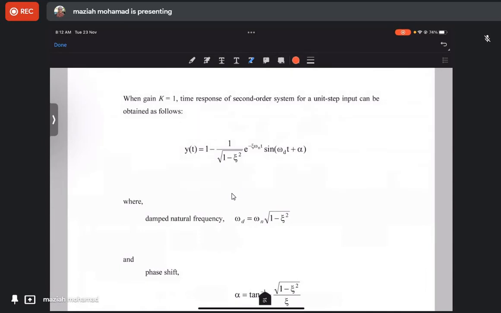Basically, for the same transfer function, K omega n squared over s squared plus 2 zeta omega n s plus omega n squared, we apply a unit step input. Okay, and we consider K is equal to 1. And then we do all the steps just now. We do the ODE, we do all the Laplace transform, etc., until we get y(t). So this is the equation that will be derived from the steps just now. It is 1 because the input is a unit step input.